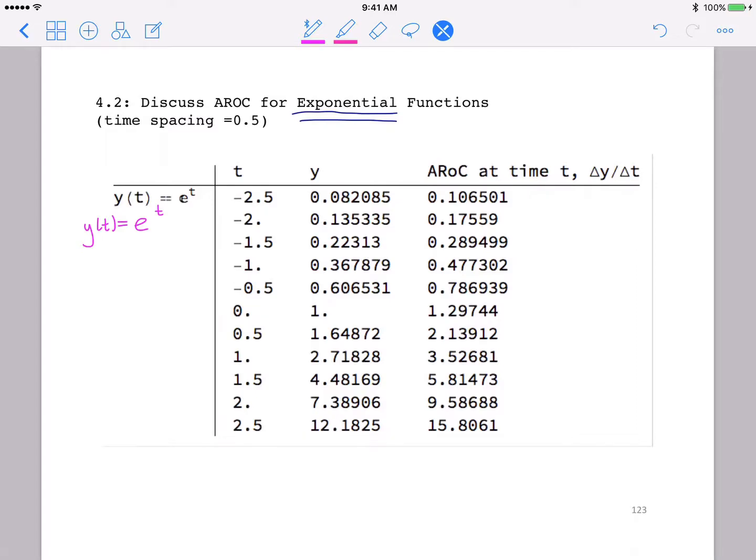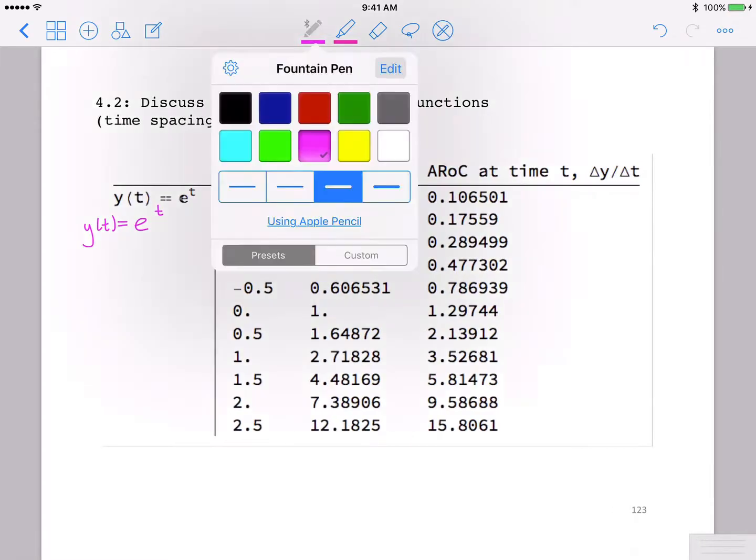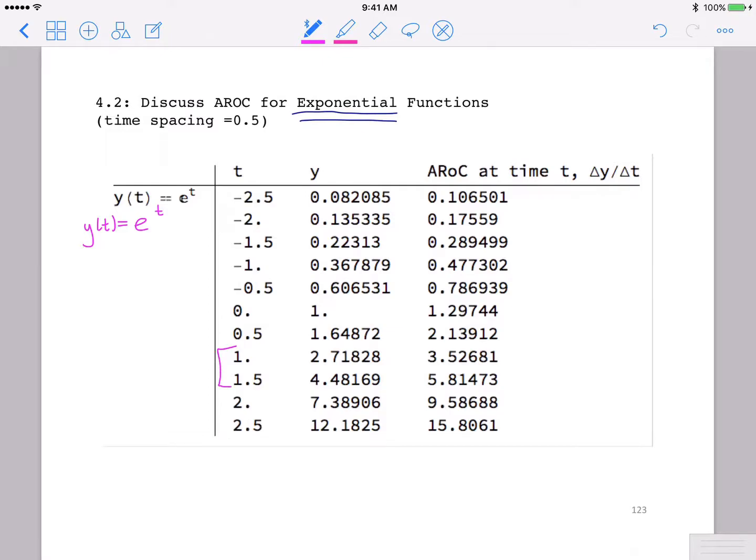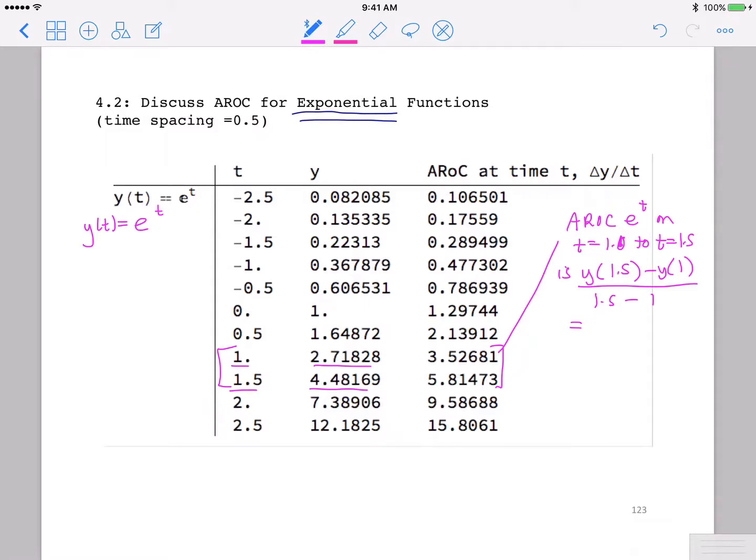In a typical average rate of change problem, we need to look at two particular rows of this function. These two rows tell us that the average rate of change of the e to the t function on the interval t equals 1 to t equals 1.5 is the function evaluated at 1.5 minus the function evaluated at 1, divided by 1.5 minus 1. Plug those four numbers into your calculator and compute the quotient, and you will get 3.52681.